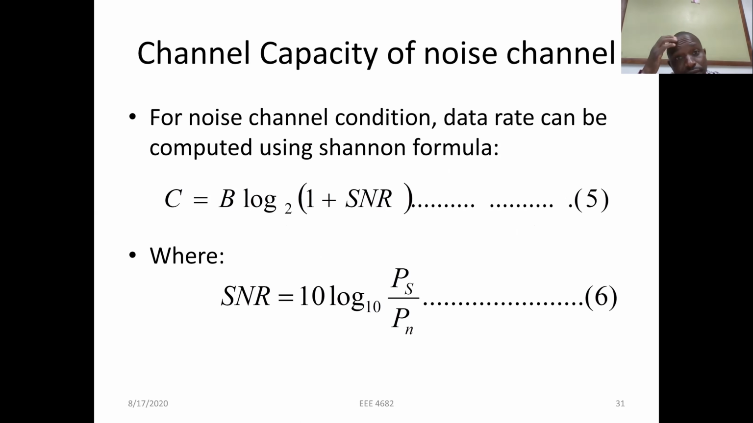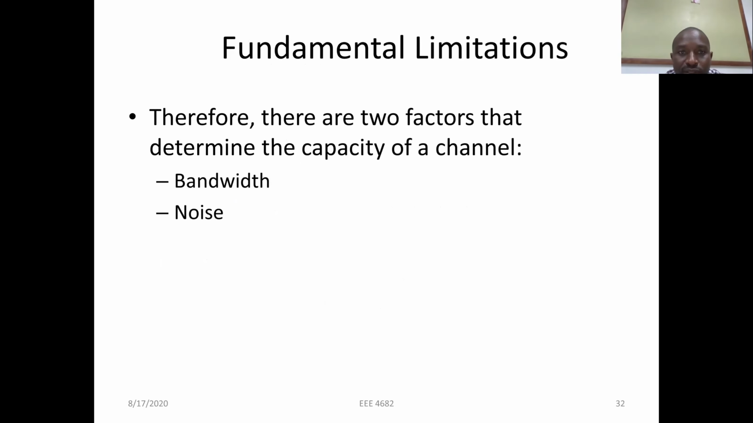Next, we have the channel capacity of a noisy channel. For a noisy channel, the data rate can be computed using the Shannon formula, which is C equals B log2 of 1 plus signal to noise ratio, as shown in equation 5, where SNR is 10 log PS over PN as shown in equation 6. The fundamental limitation of channel capacity is that there are two factors that determine channel capacity. These two major factors are bandwidth and noise.